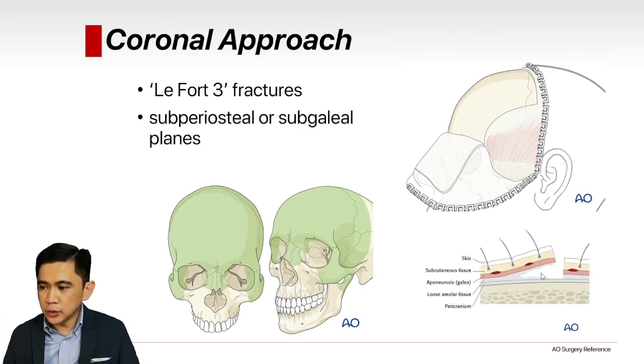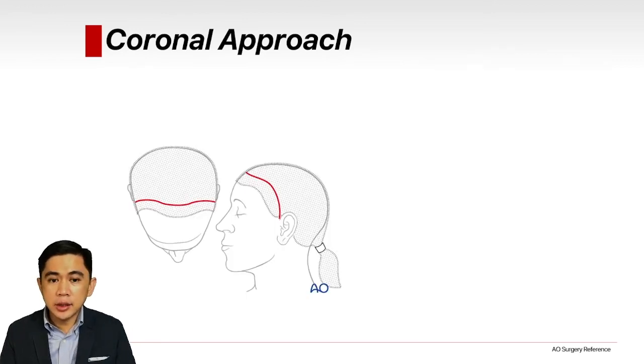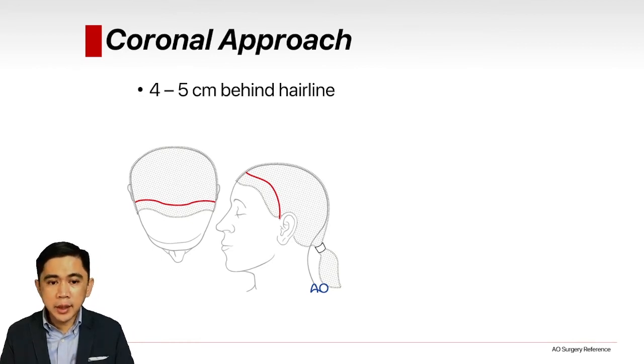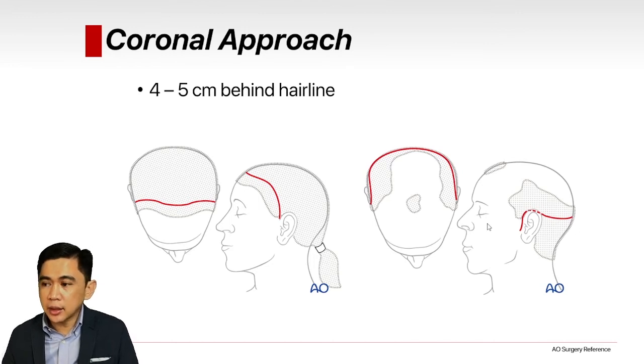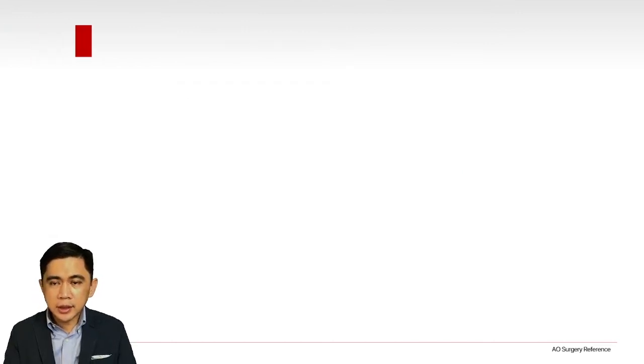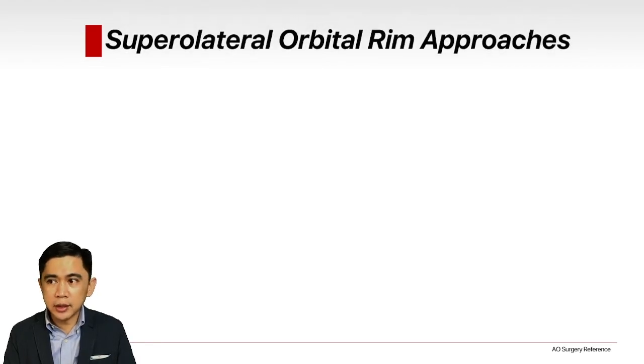Coronal approach uses the subperiosteal or the subgaleal planes. The incision usually starts at 4 to 5 centimeters behind the hairline, but it can start as posterior as the upper occiput, especially for male pattern baldness, and it can extend laterally to the preauricular area. The next is approaches to the superolateral orbital rim.